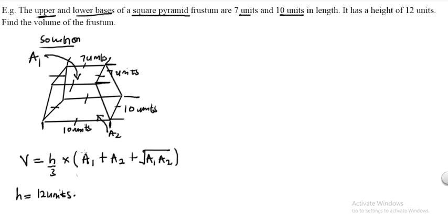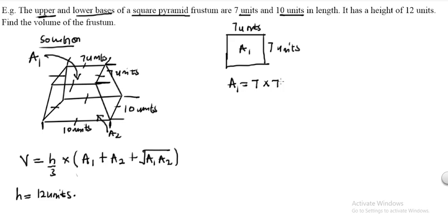So how do we find A1? Now we know that A1 has a surface of 7 units by 7 units. So that's 7 units on the top and 7 units on the side. So this is A1. For us to get A1, A1 is simply the area of this square. So how do we get the area of this square? By saying 7 times 7. 7 times 7 is equal to 49. So the area is 49 units squared.